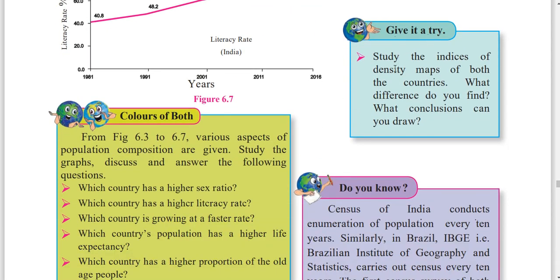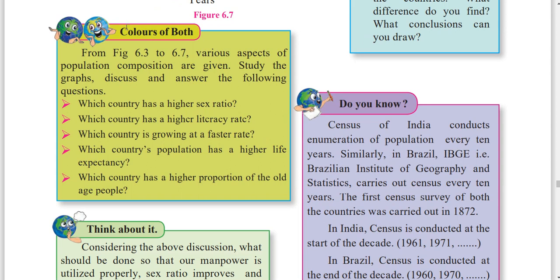Give it a try. Study the indices of density maps of both the countries. What difference do you find? What conclusions can be drawn? In figures 6.3 to 6.7, various aspects of population composition are given. Study the graphs, discuss and answer the following questions.